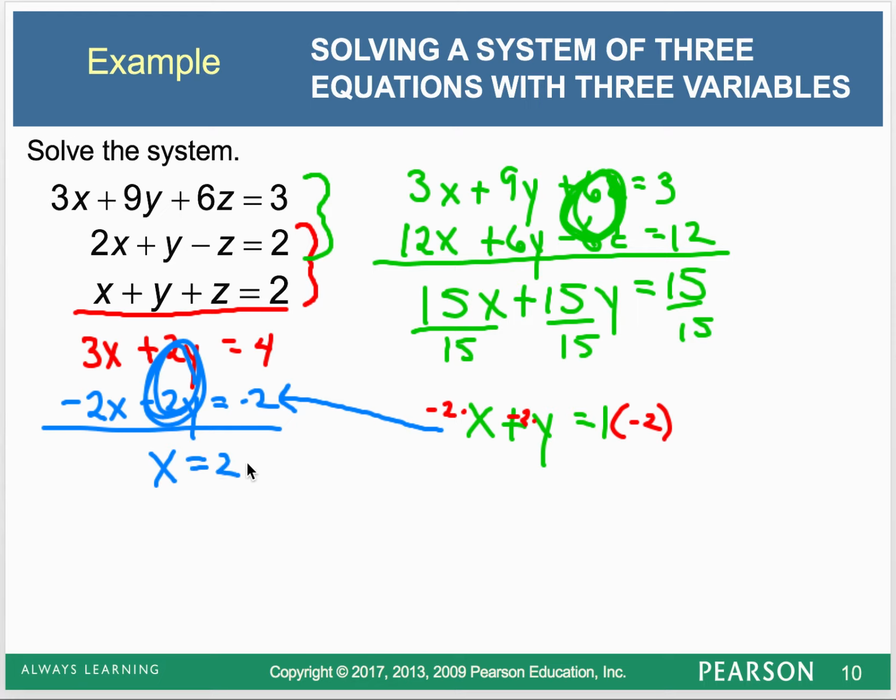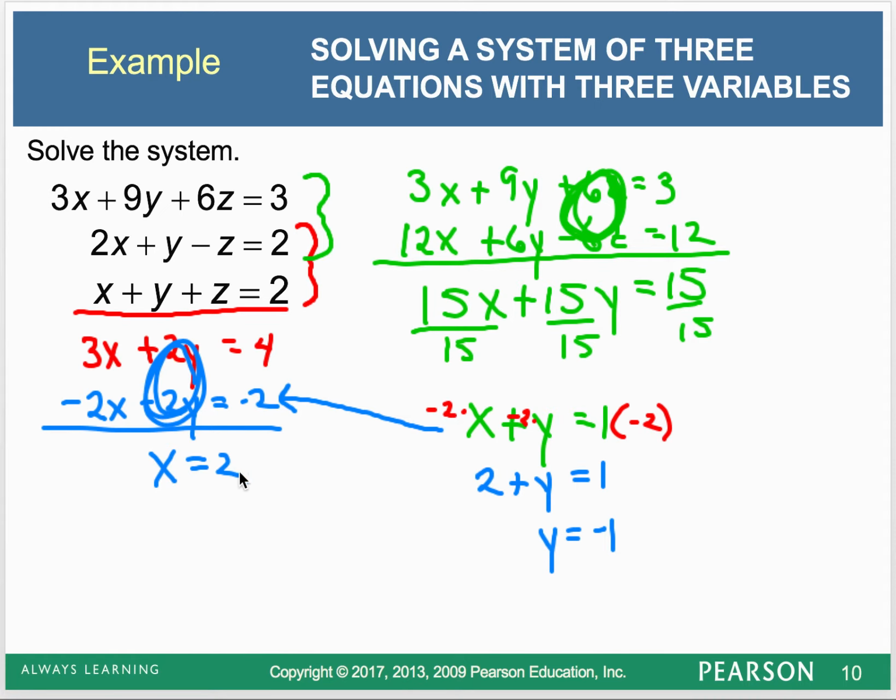Once I get one variable solved for, I can plug back in, but I've got to work backwards. It doesn't help me to plug x equals 2 into any of these, because I would still have a y and a z. So plug it into one of these equations that just has an x and a y. This one's the easiest, so I'm going to plug it in there. If x is 2, I have 2 plus y equals 1, so now I know that y is -1.